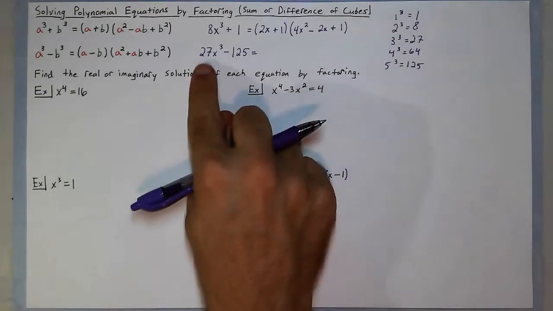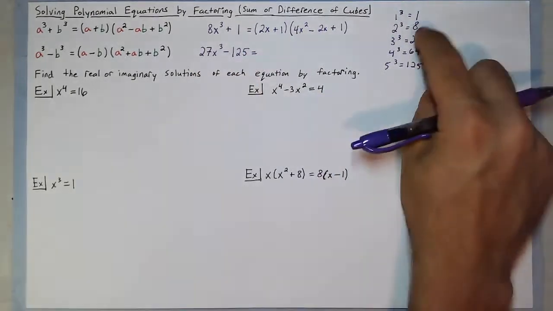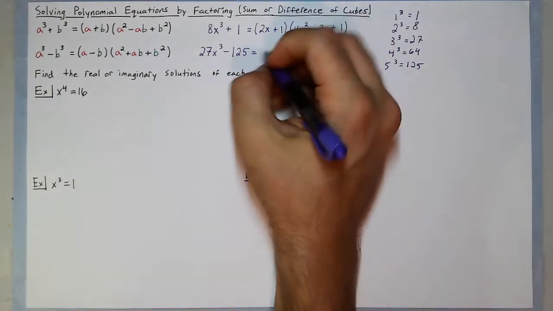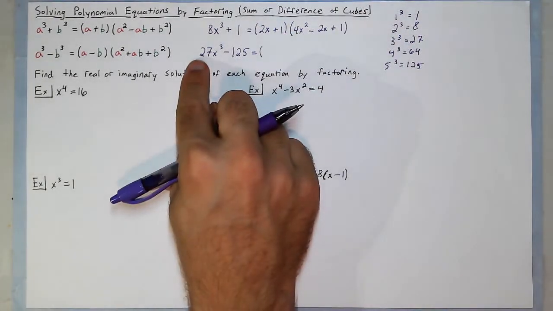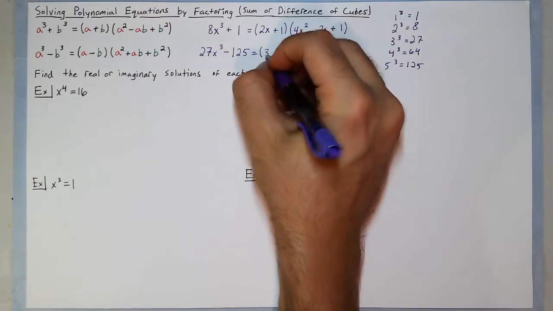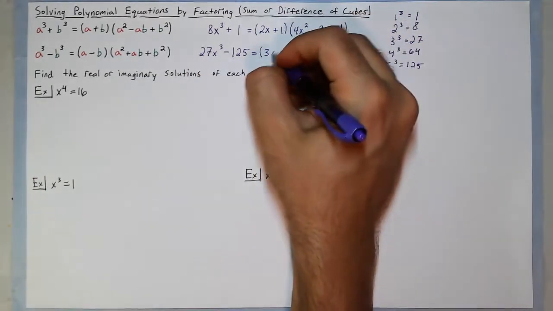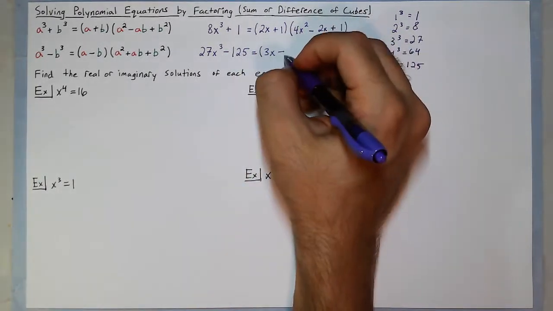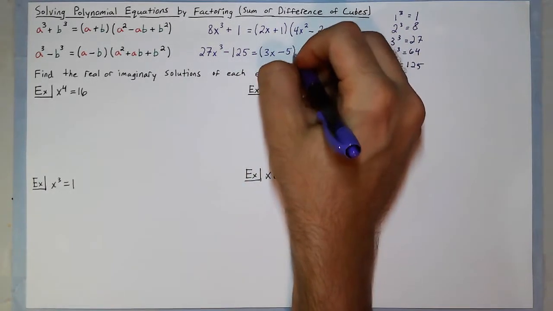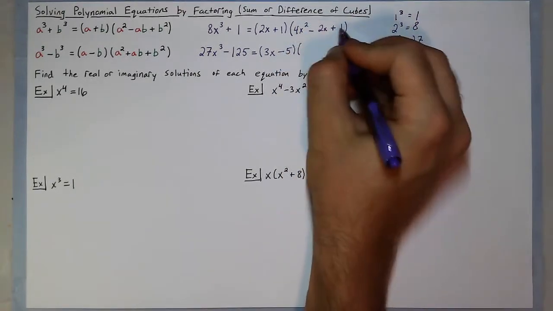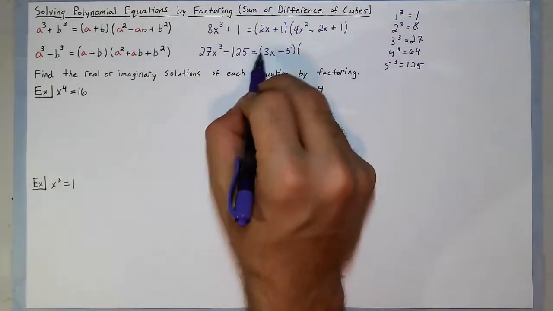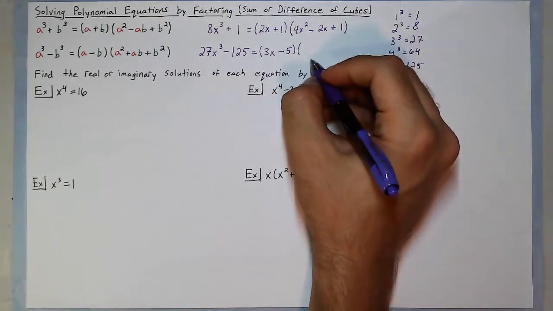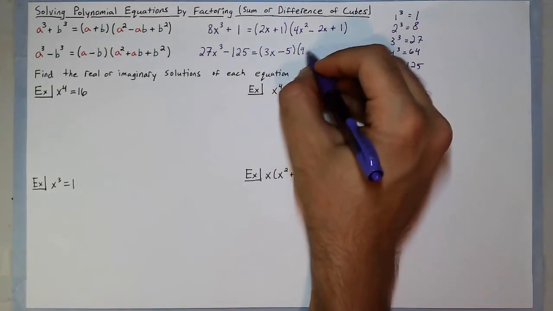So if I did it with the next one, 27 and 125 are perfect cubes, along with x cubed. So that first factor would be the cube root of 27, which is 3, the cube root of x cubed, which is x, and then keep the same sign in between. The cube root of 125 is 5. But for the other term, again, we'll square the first one. Again, we're only going to be using 3x and 5 for the rest of this. So 3x squared would be 9x squared.